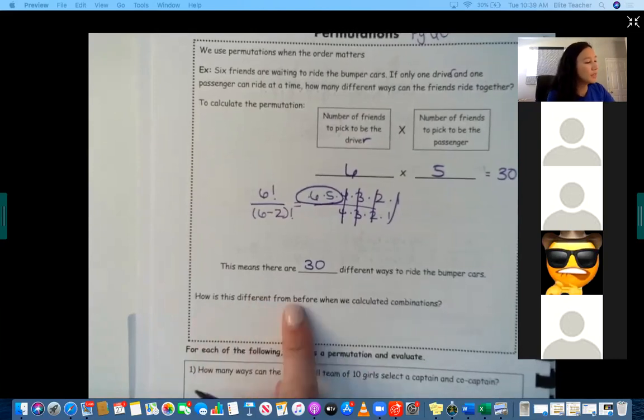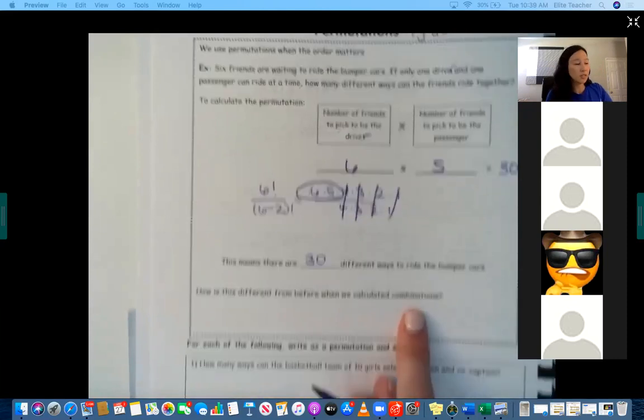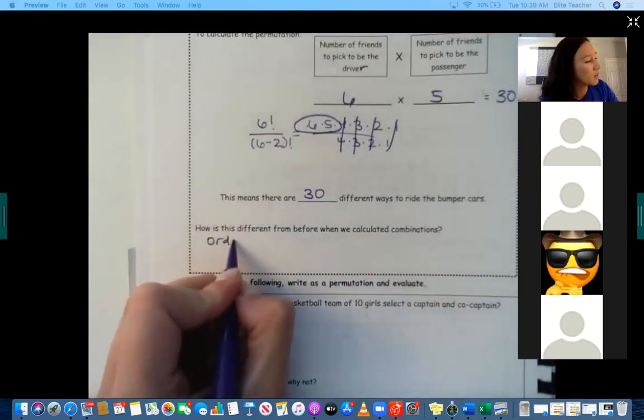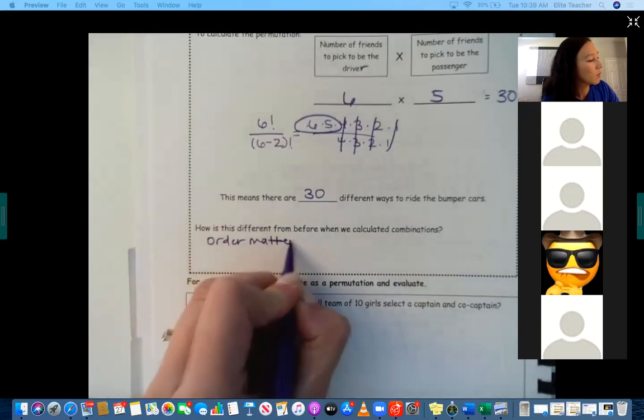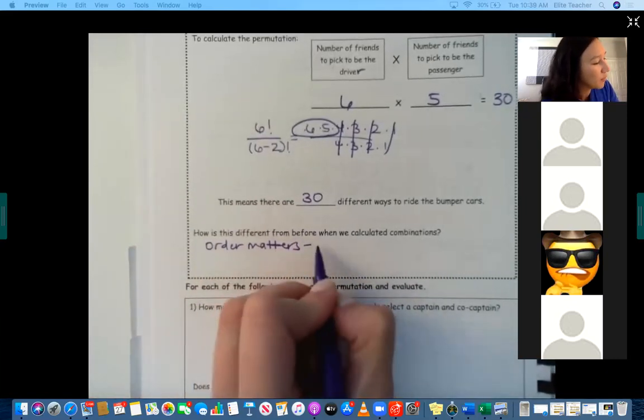Okay, so how is this different from before when we calculated combinations? The order matters. So being the driver versus being the passenger is different.